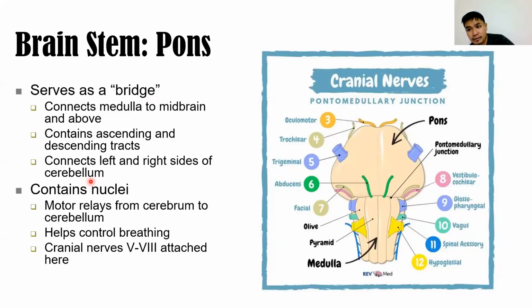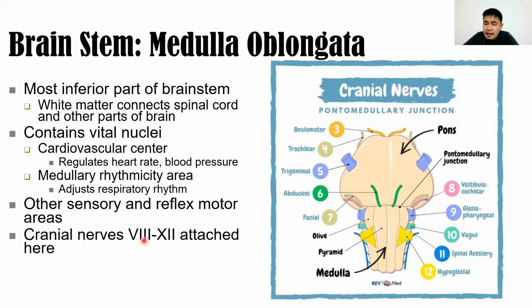cerebellum, because your pons and the cerebellum are developed from one particular structure. It contains nuclei. Your pons contains nuclei. Motor relays from the cerebrum to the cerebellum help control breathing. So, what have we observed so far with breathing? There are parts controlled by the pons and even the medulla.